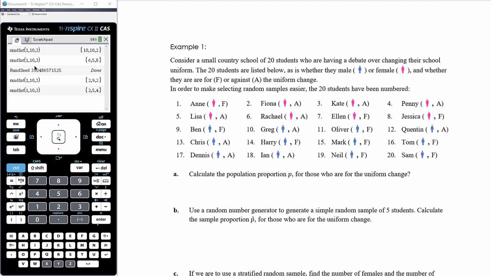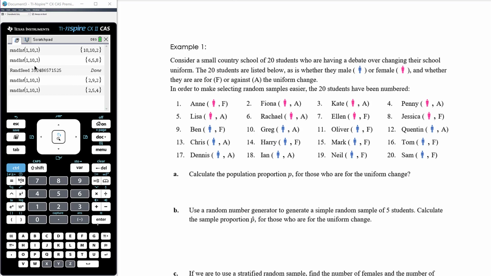So consider a small country school of 20 students who are having a debate over changing their school uniform. The 20 students are listed below as whether they are male or female. And look, I understand that binary distinction is problematic in this day and age, and there's a huge amount of things in maths textbooks that are problematic. It makes for a neat probability example to have a category that has 2 categories, although now it doesn't. I also apologise for the gender stereotyping of the blue and the pink, but there we are.